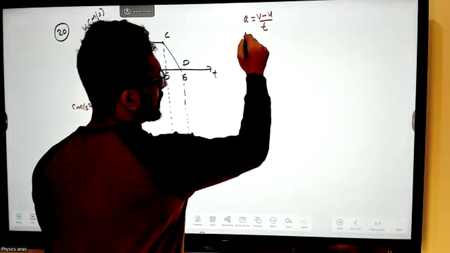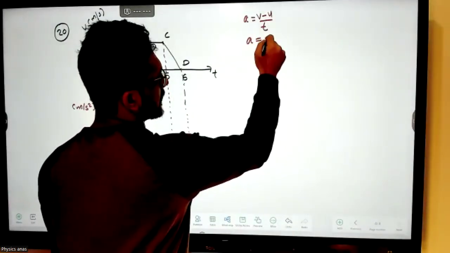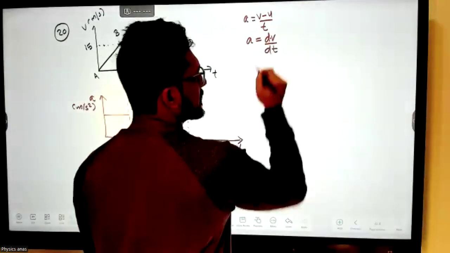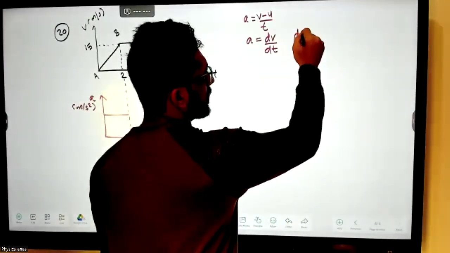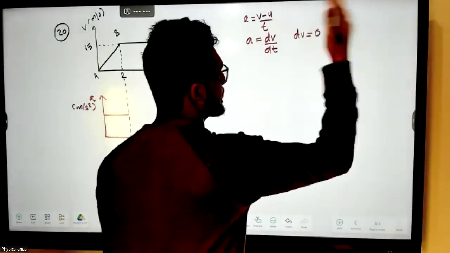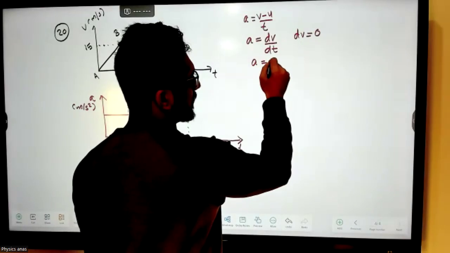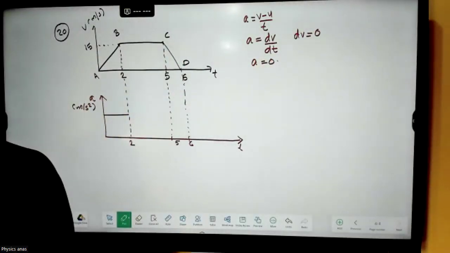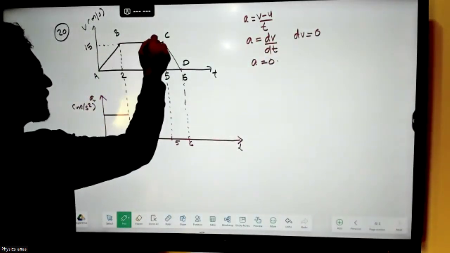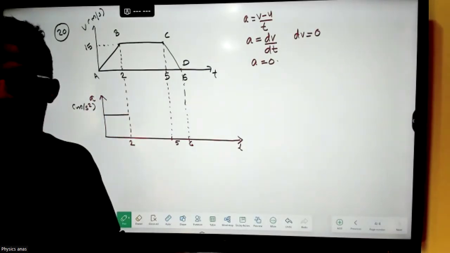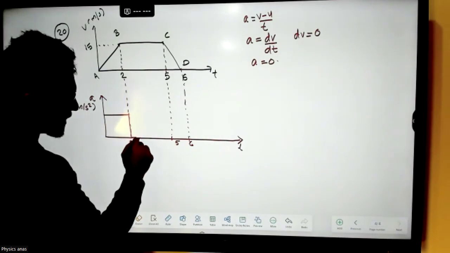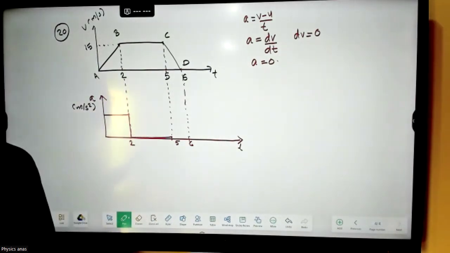If it is like this, what is the acceleration? Acceleration is equal to dv by dt. What is dv? dv is the change in velocity. What is the change in velocity here? That's 0. If the change in velocity is 0, acceleration is 0. You got it? Change in velocity is 0 because velocity is a constant, so acceleration will be 0. So this is the acceleration. Now acceleration is 0.